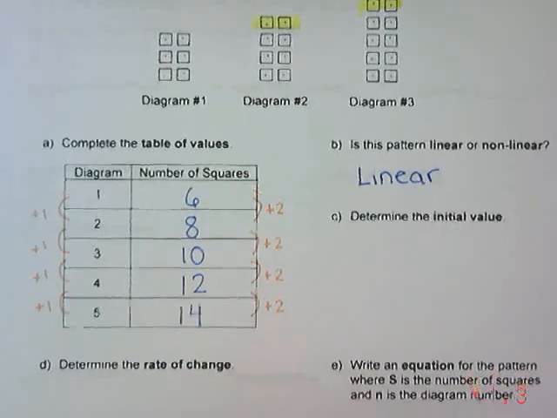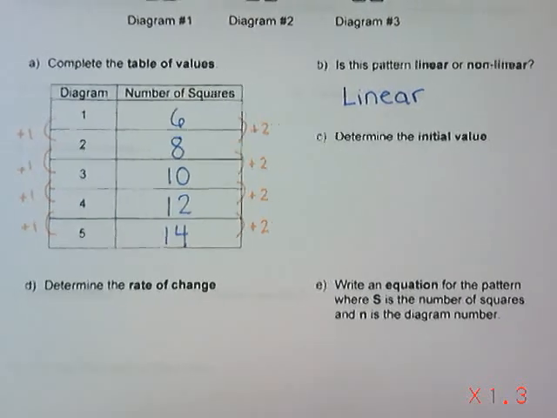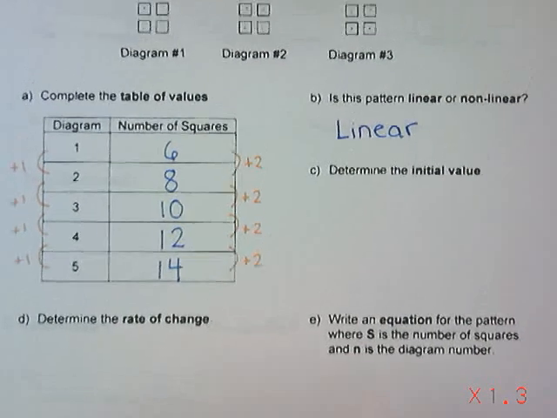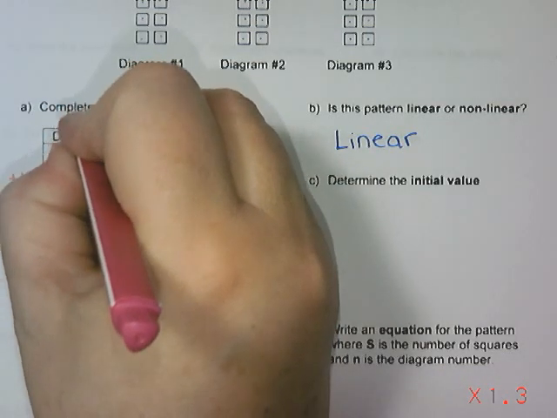All right, part C says determine the initial value. Now the initial value is term 0. Or in this case, diagram 0. It's not diagram number 1, it'll be diagram 0. So looking at my table, I don't have diagram 0, so I need to try to work backwards to figure out what 0 would be.